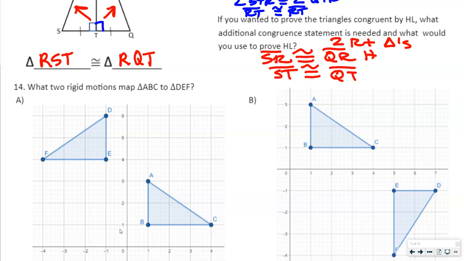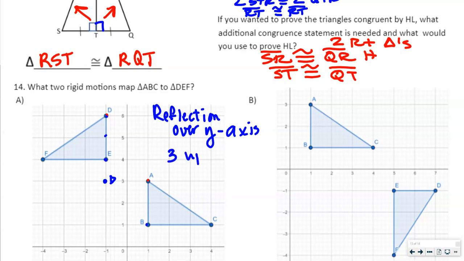All right, so this last one says what two rigid motions map triangle ABC to DEF? So A to D, right? Then we've got B to E. So I would say a reflection over the, can you all see the reflection over what? The y-axis. Can everybody see that? Over the y-axis. So, because it's going on the other side, right? But if it did just reflect, A would be right there, so that would be my D, right? So what else had to happen? So if I moved from A to D, how far up did I have to go? 1, 2, 3. So I also had to go 3 up, right?